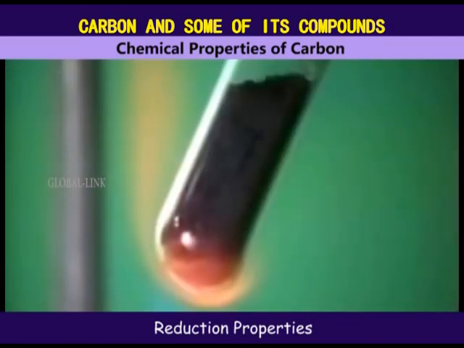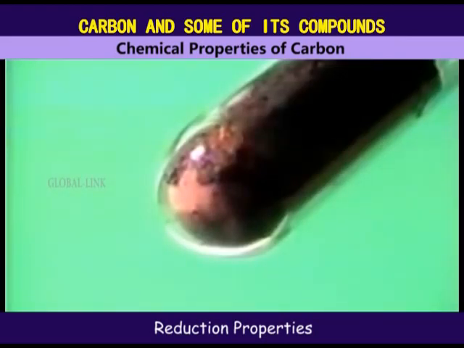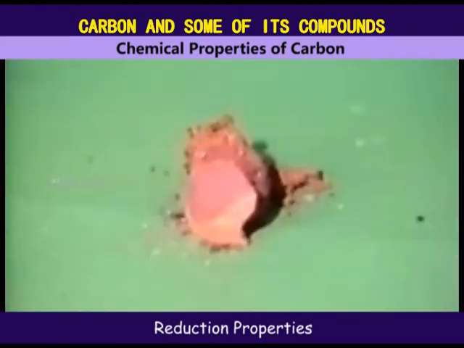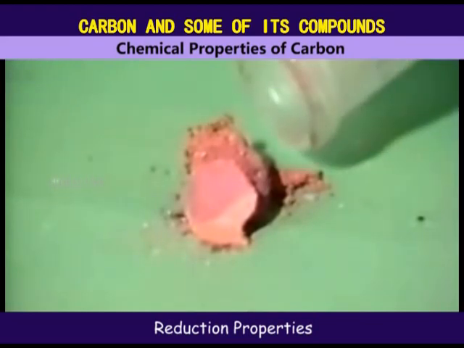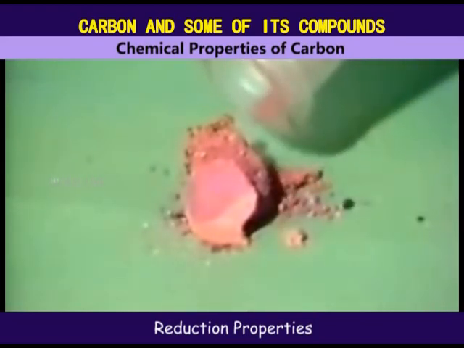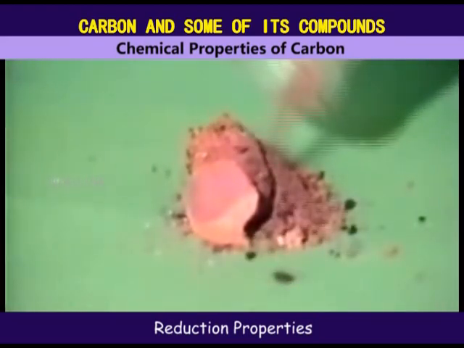As the black mixture is heated, the copper 2 oxide is reduced to reddish-brown copper by carbon, which is itself being oxidized to carbon 4 oxide. After the tube has been cooled, we can see the copper that has been formed at the bottom of the tube. When we pour the mixture at the end of the experiment, we can see that it is now red-brown due to the presence of copper.